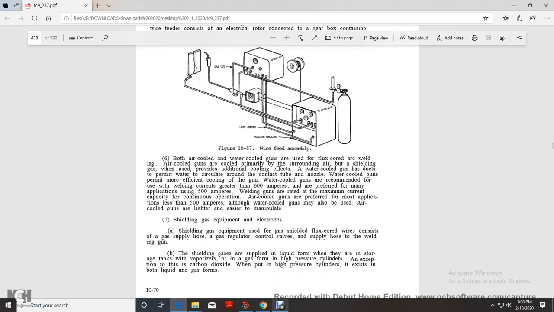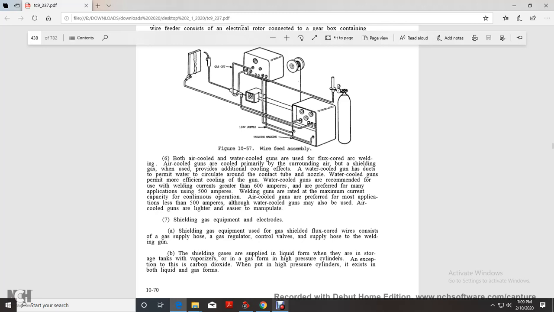Both air-cooled and water-cooled guns are used in flux core arc welding. Air-cooled guns are cooled primarily by the surrounding air, with shielding gas providing an additional cooling effect when used. The water-cooled guns have ducts to permit water to circulate around the contact tip and nozzle, which permits more efficient and effective cooling of the gun. Water-cooled guns are recommended for welding currents greater than 600 amps, and are preferred in many applications using 500 amps.